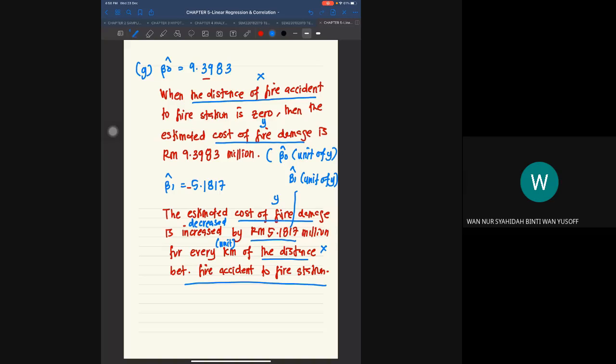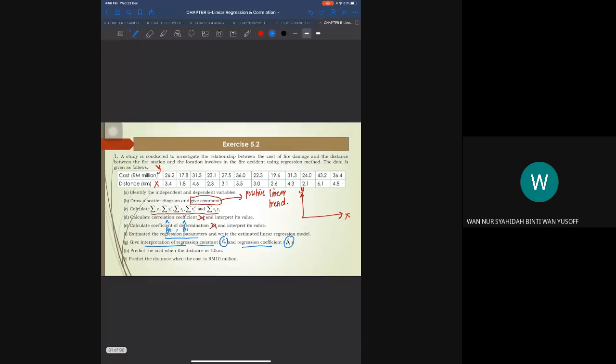Any questions so far? Okay. Next question, predict the cost when the distance is 10 km. Okay, so here you have to know: predict the cost. So what is your cost, X or Y? Then kita tahulah kita nak substitute dekat value mana. When distance is 10 km, we know that cost is Y. So here we need to predict Y given the X.